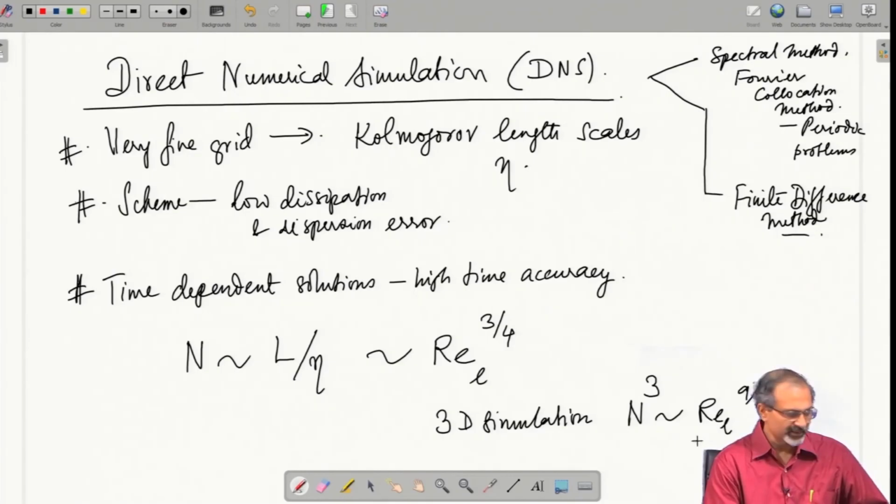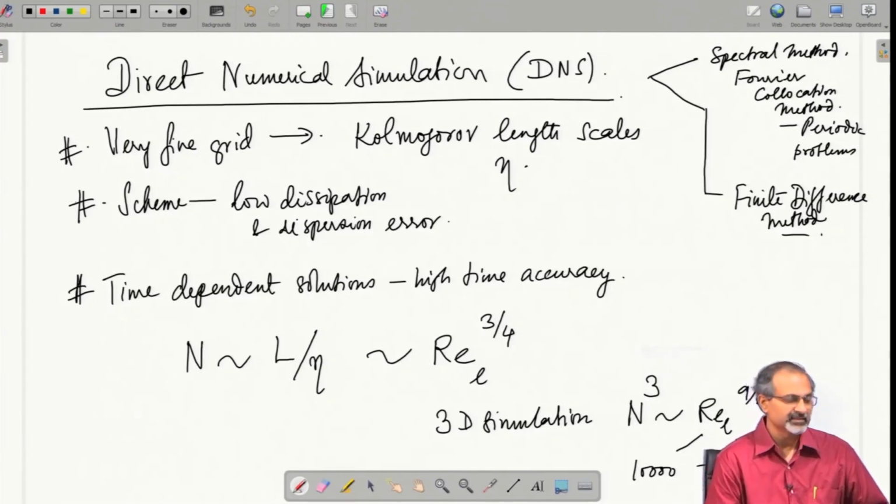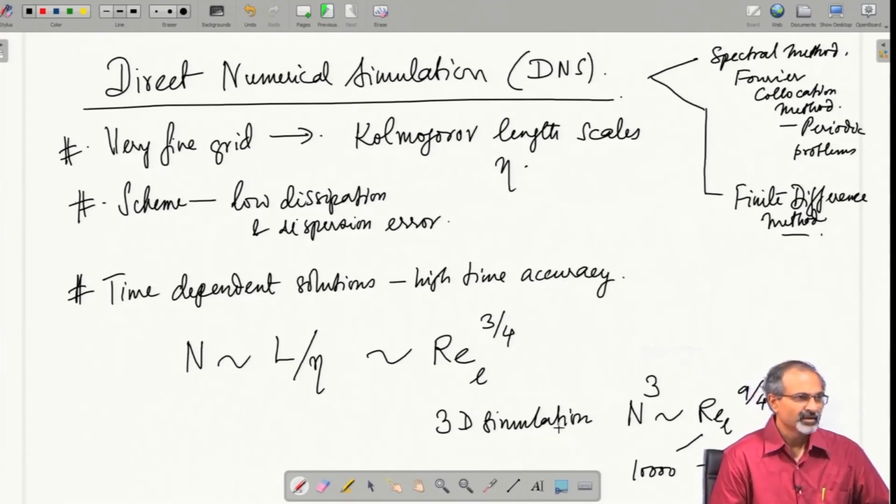So, if Re_L is of the order of say 10,000, then that basically means that N cube will be of the order of 10 to the power of 9, which is an enormous number. And therefore, direct numerical simulations are extremely expensive and therefore, cannot be used on a routine basis in industry.